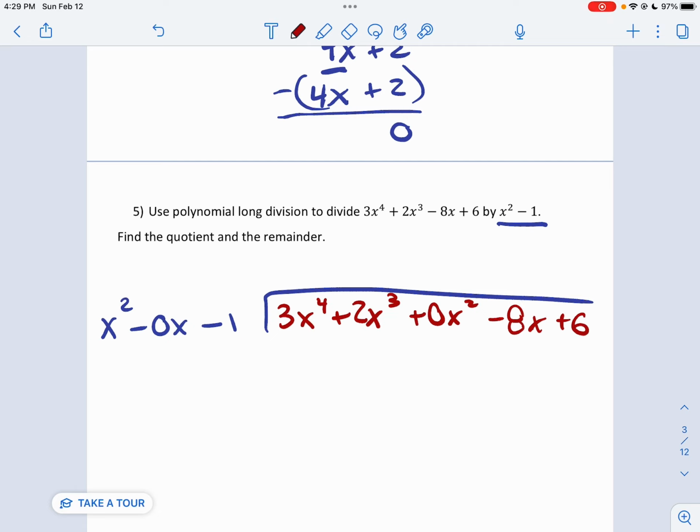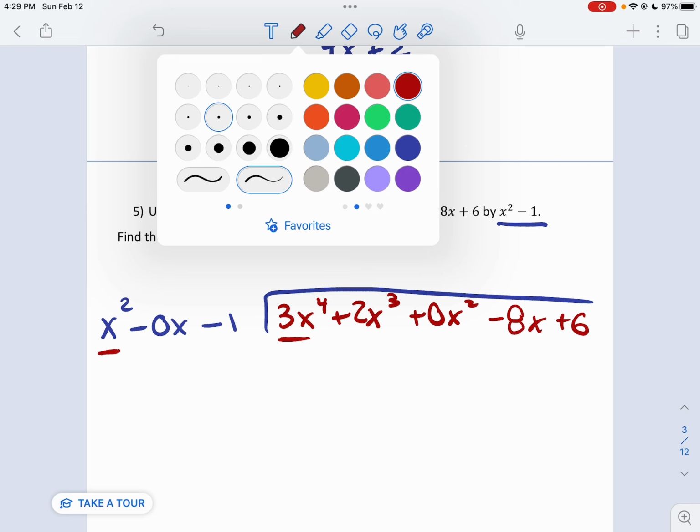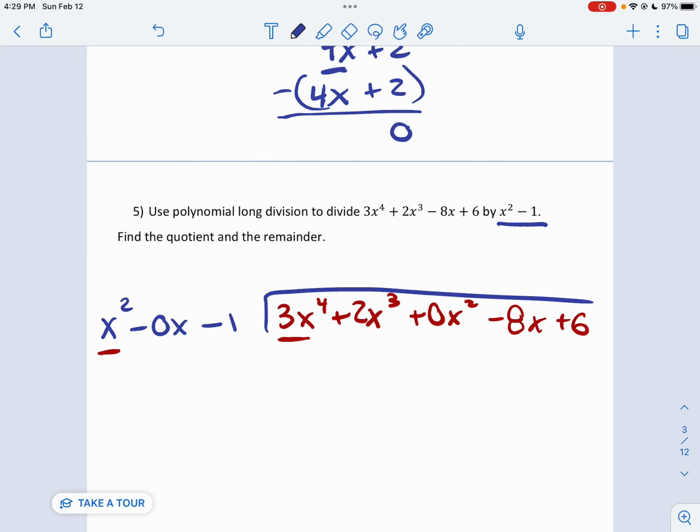Okay, it will make your math easier if you have these line up. All right, I'm going to take x squared, and I say, does x squared divide into 3x to the fourth? It does. It goes in 3x squared times. So again, I'm going to put 3x squared over here. Part of the reason why I do that is to make sure I don't forget any terms. So it's helpful for me to do that.